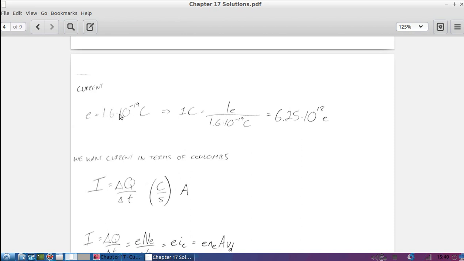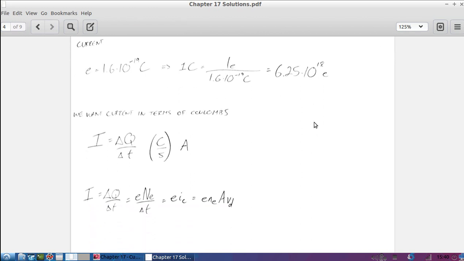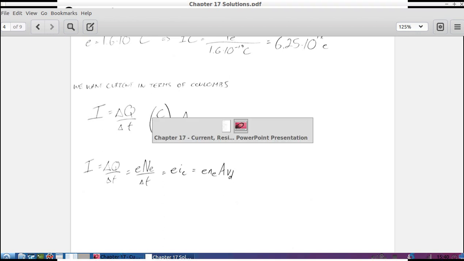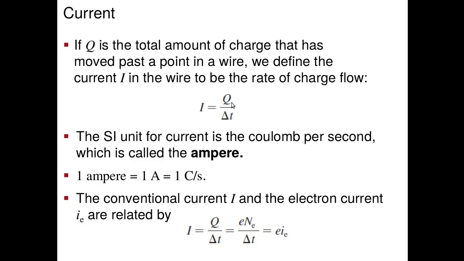So if I divide both sides by this number, I get 1 coulomb is 6.25 times 10 to the 18 units of charge, right, or e. So this is more practical, right? I actually want to deal with current in terms of coulombs. So this is my conventional current. All right, my conventional current is the number of coulombs passing through a cross-sectional area with respect to time. Okay, so lowercase I sub e is little current, electron current, and capital I is my conventional current. That's my big current that we want to deal with.